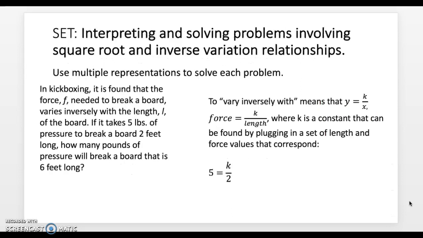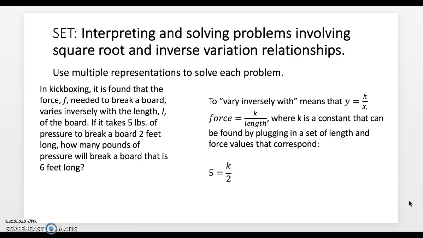In this set, we're interpreting and solving problems involving square root and inverse variation relationships. So the first one I'm going to look at is an inverse variation relationship from your task today. We're using multiple representations to solve each problem. So that is table, graph, equation, everything that you can think of. In this case, we're looking at a kickboxing force that is needed to break a board, which varies inversely with the length of the board.